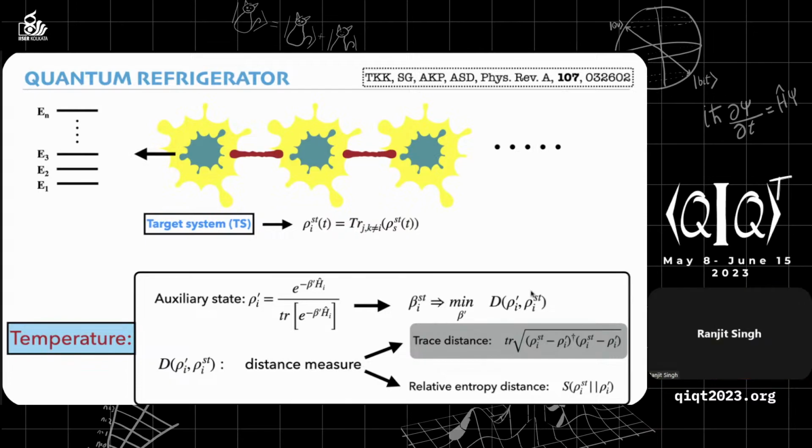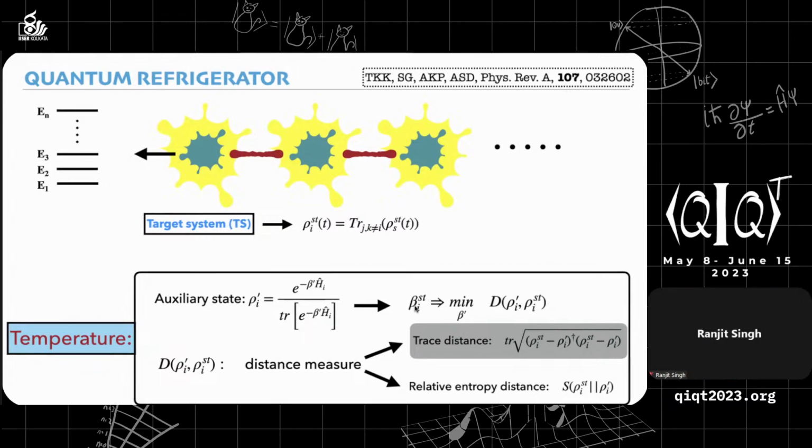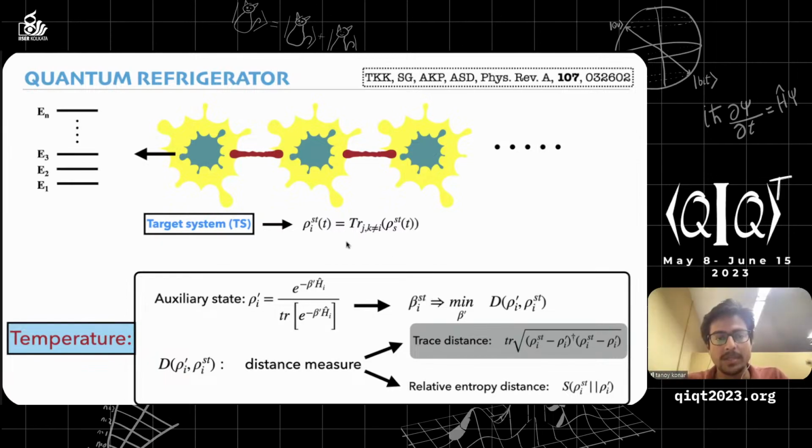Your voice is breaking. Can you hear me? Yes, now it's okay. So beta is the inverse temperature of the target system. Suppose this is the steady state, this is the temperature, this is the state rho I st. Now we take some individual arbitrary state given by this rho I prime, and I check the minimum, which state is actually closer to this rho I st. So that is our temperature of this individual subsystem.